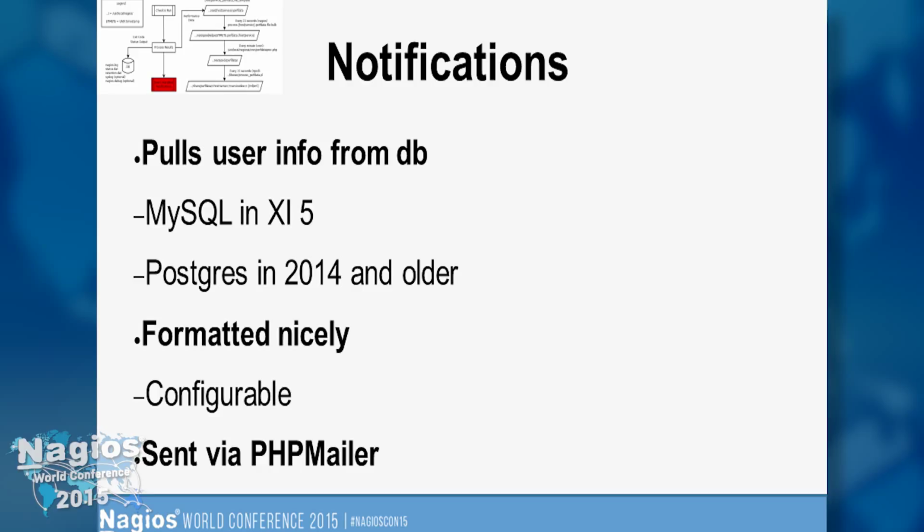So notifications, they pull the user info from the DB, which again was Postgres in pre-XI5, and it's MySQL now, or if you're upgrading, it's kind of dependent. So it pulls all that user info. It grabs like the user address, and if you have any customized templates set up for your notifications, it'll pull that. And that's what I mean, you can format it nicely.